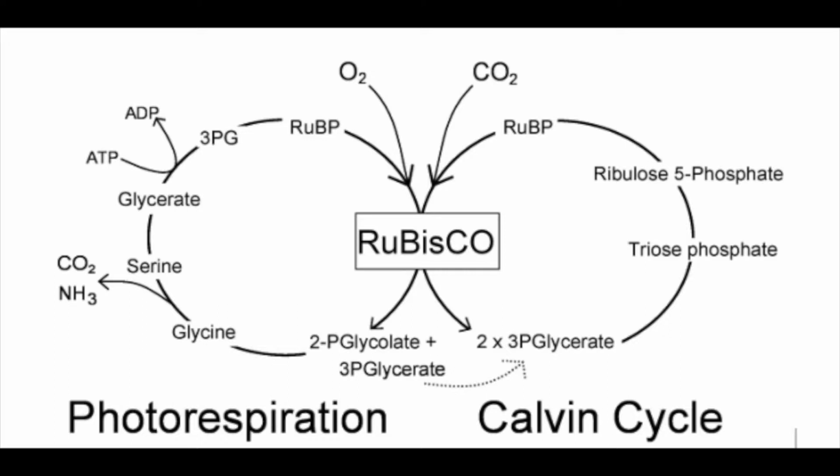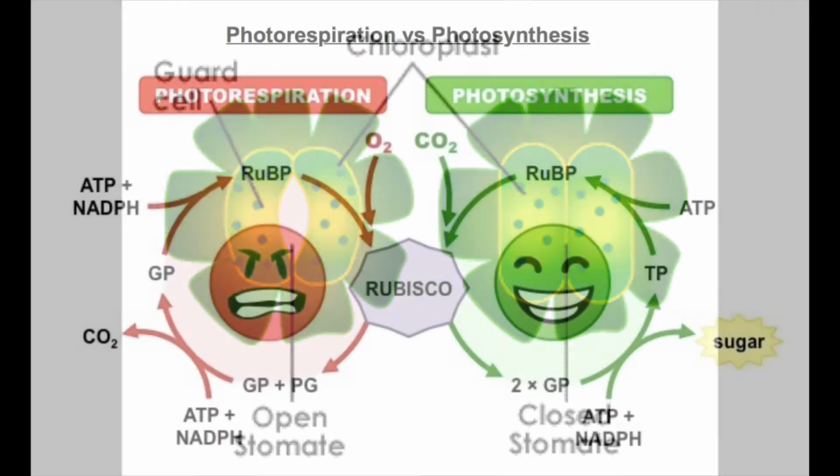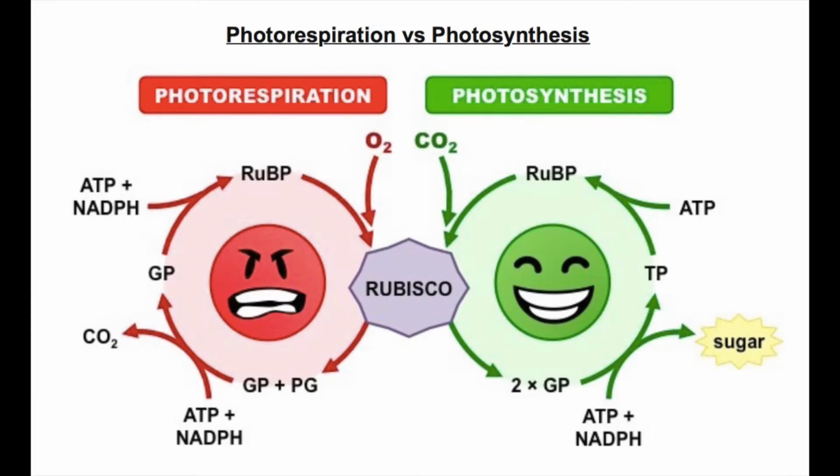This typically happens in hot conditions because Rubisco has a high affinity to O2. Rubisco is also more likely to fix O2 in increased temperature because a plant will likely close its stomata to preserve water, and this reduces the ability to take up CO2, and O2 is unable to diffuse out, therefore resulting in an increase in the O2 to CO2 ratio.